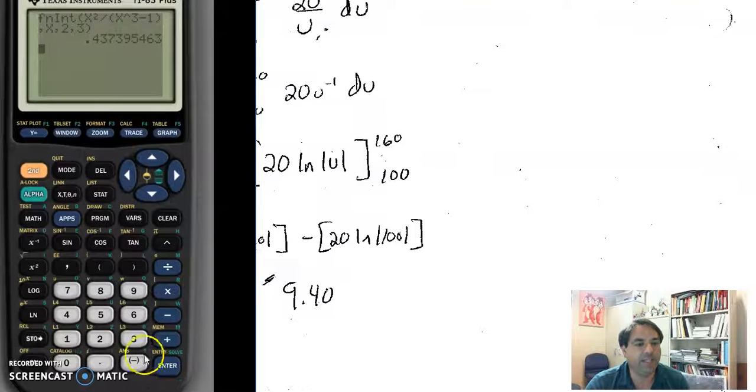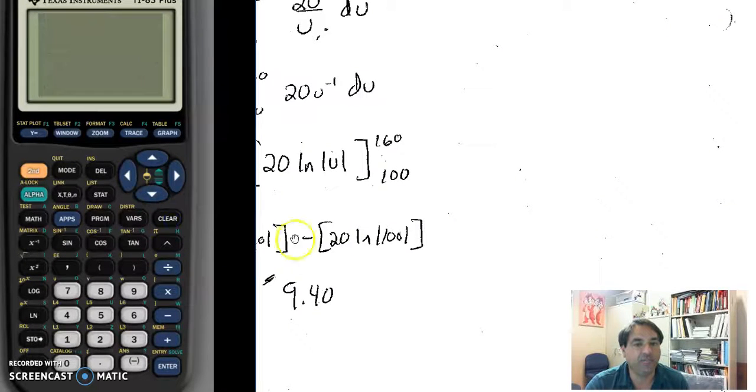So I'm going to go to the calculator and I'll do 20 ln. Now instead of doing absolute value of 160, the absolute value of 160 is 160. So it makes it a little bit easier. Then we do 20 ln of 100, because the absolute value of 100 is 100. And then we can subtract those numbers, 101.50 minus 92.10. That gives us the $9.40.